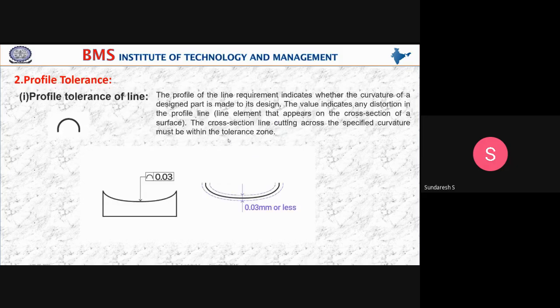Next comes the profile tolerances. So the profile tolerance of a line. So how do you express the profile tolerance of a line? The profile of the line requirement indicates whether the curvature of a design part is made to its design. The value indicates any distortion in the profile line. So whatever value you can see here shows how much distortion has taken place in the profile of a line. Okay, the line element that appears on the cross section of the surface. The cross section line cutting across the specified curvature must be within the tolerance zone. So the surface can undergo a distortion up to 0.03. Okay, so this is the permissible limit for the profile of the line.